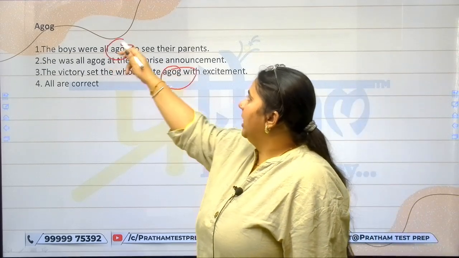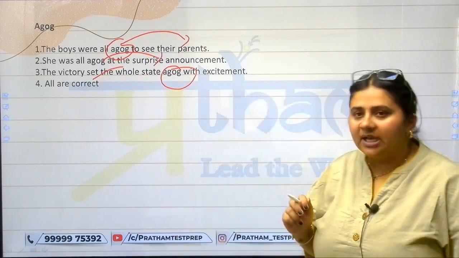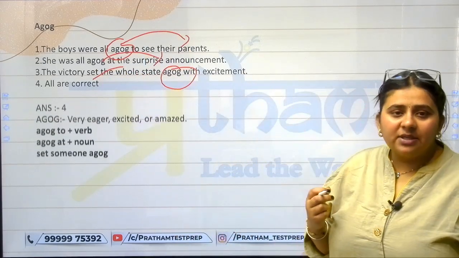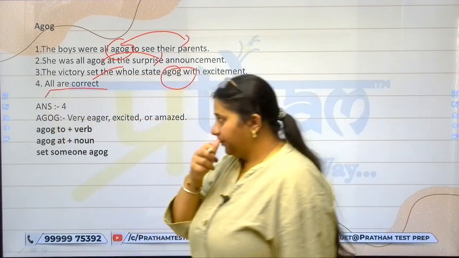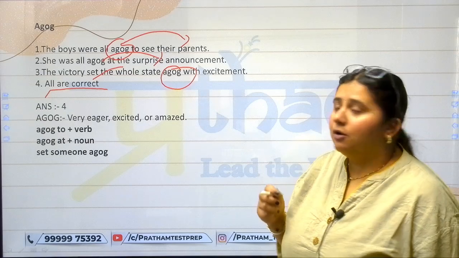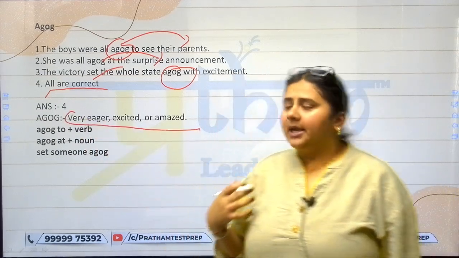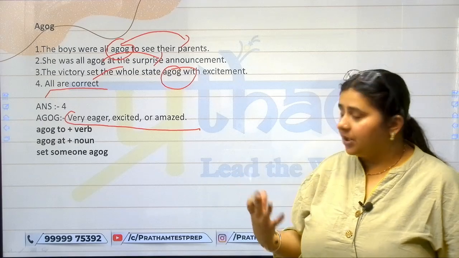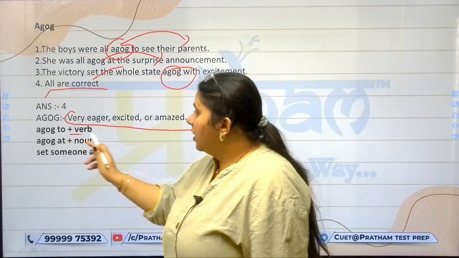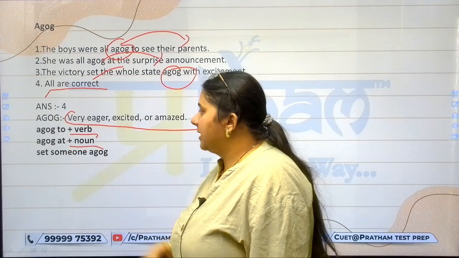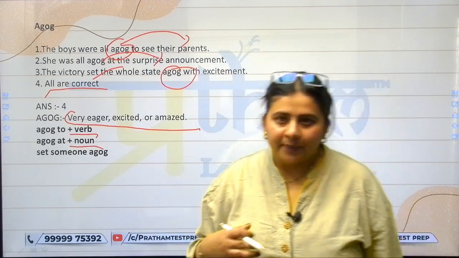Happiness, parents ko dekh ke bhi they will be happy. Here also they are going to be happy. Can I say all of my statements are correct? Yes. So my answer has to be the fourth one. Also, if I go for the structure, agog means being very excited, eager, amazed. And if I go for the formation of it, it says agog to plus verb, agog at plus noun, right? So when you said agog, someone agog.